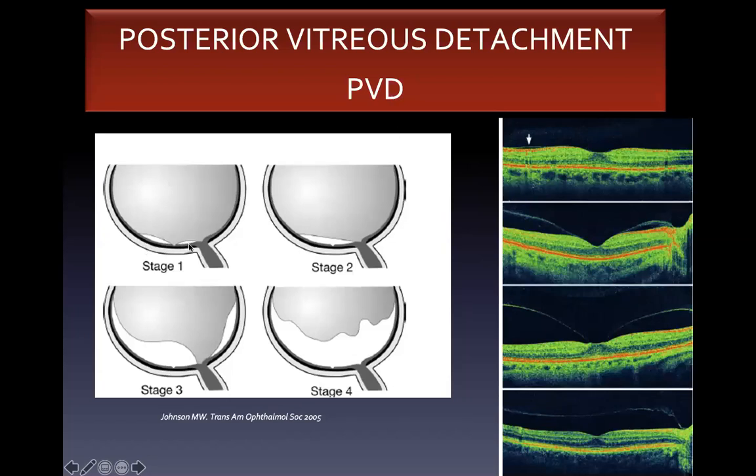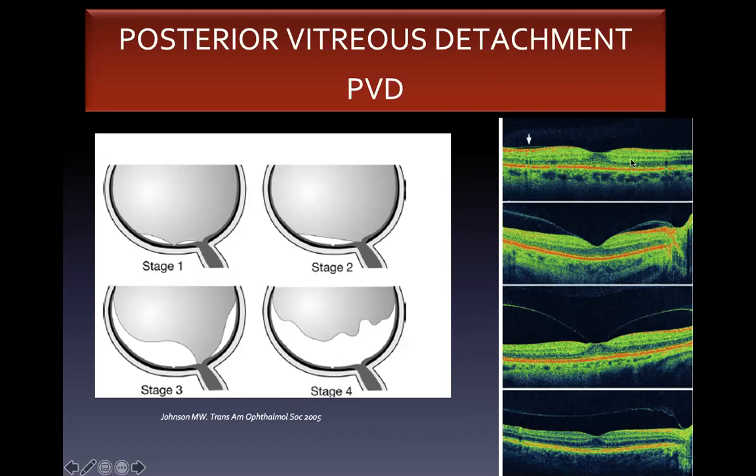It usually starts from the perifoveal area, which is called stage 1, and then the fovea detaches. Then, since the optic nerve head area is strictly stuck, the nasal part starts to detach, and then it detaches from the optic nerve head. This is called stage 4, the last stage.